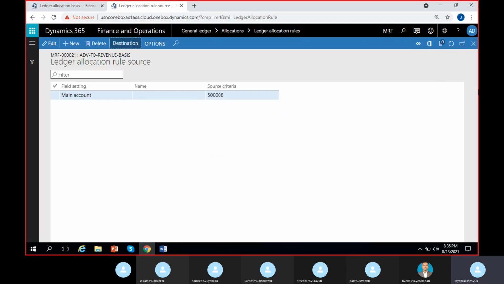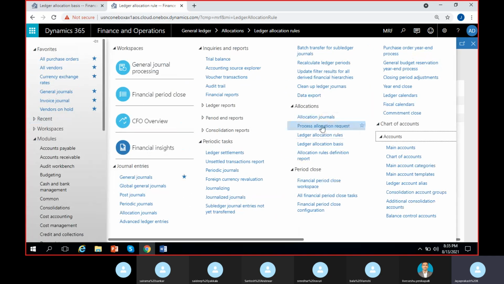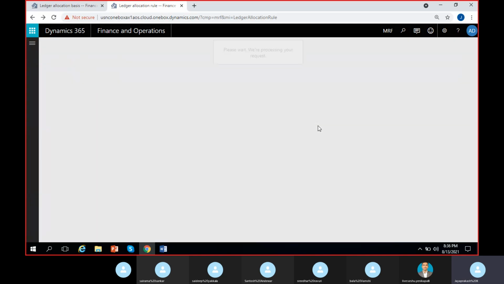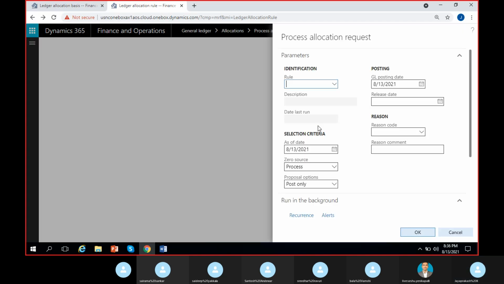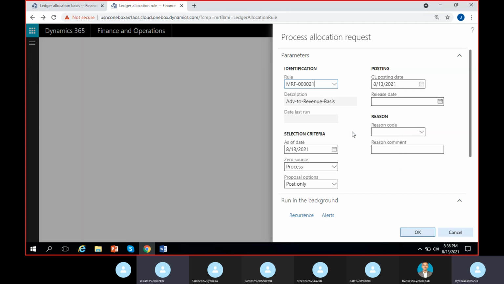Now let us see how we can run this rule, or run the process allocation request, which is our next step in the allocation. So here I have process allocation request. I go for process allocation request. Can somebody guide me how to do this? Select the rule. Advertisement to revenue basis, the basis rule.